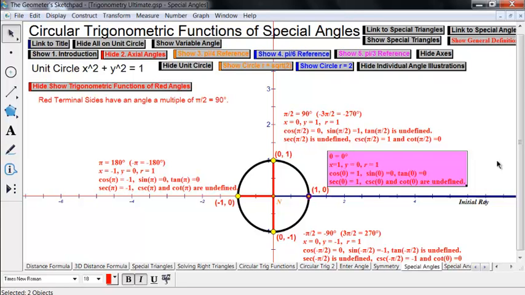You're going to see on these axial angles, 2 of the 6 functions are always going to be undefined, and the other 4 will be either 1, negative 1, or 0. And you're also going to see that the sine and cosine are always defined. So they're either 1, negative 1, or 0. Okay, so now let's look at this one here.